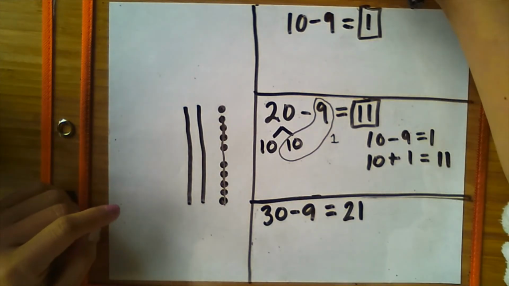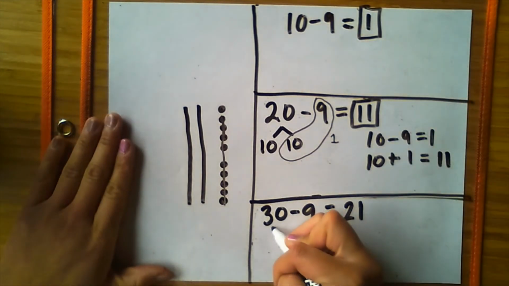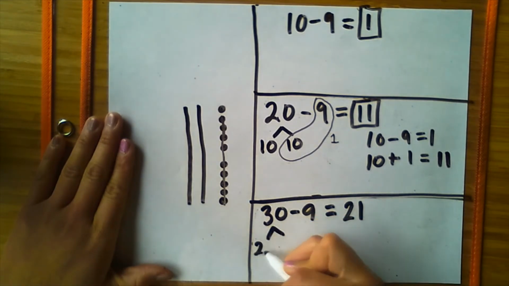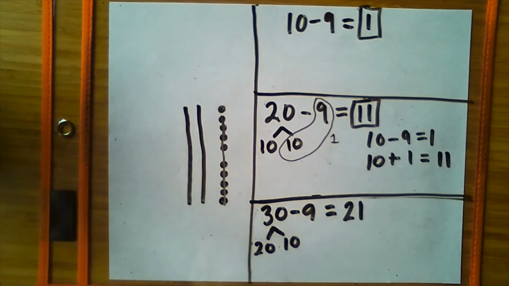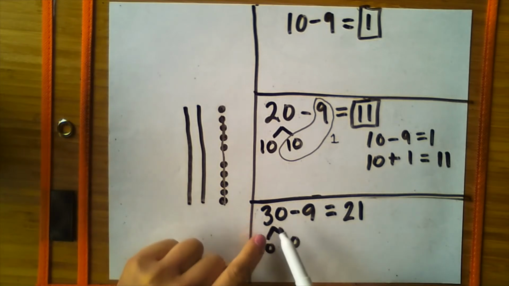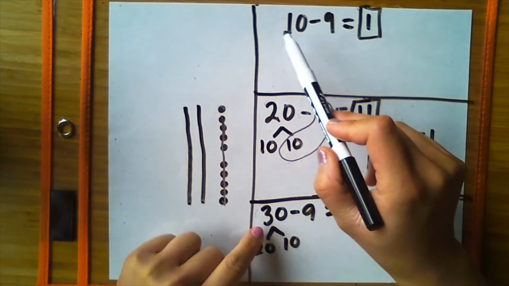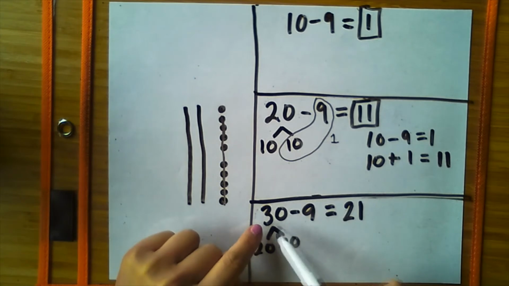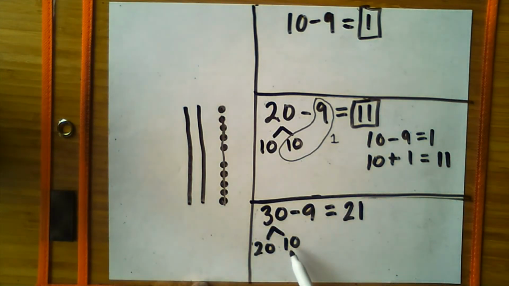So we're going to break up 30 into 20 and 10. And now we're going to think about how 10 minus 9 is going to help us solve 30 minus 9, okay? First, we're going to think about how they're the same. 30 has 2 more 10s than 10 does. 10 is inside 30 though. So that's why we wrote that there. 10 is inside 30. So we're going to take from the 10.